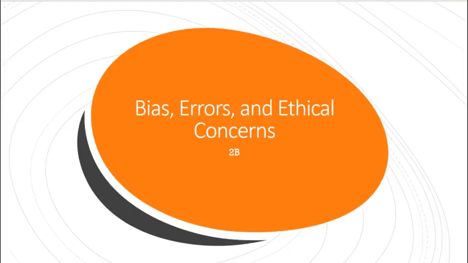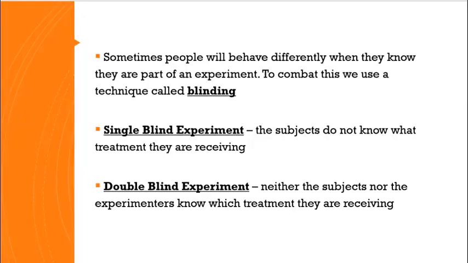Section 2B, we're going to look at things that could potentially go wrong with experiments. Sometimes when people know they're a part of an experiment, they might act differently than they normally would, which would mess with your results. So we use something called blinding to help avoid this.